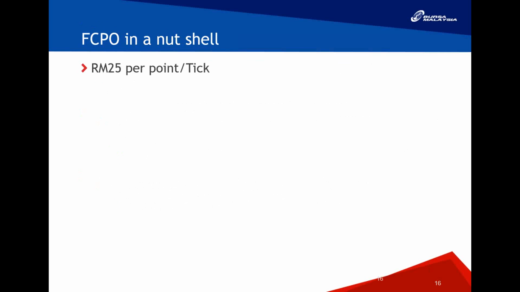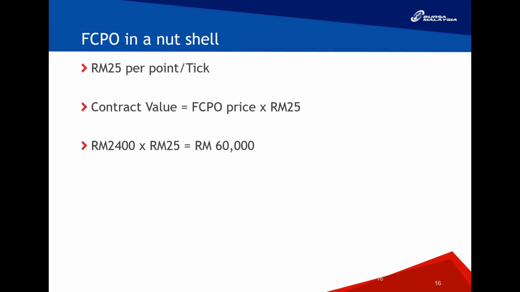in trading this futures contract. Now, in a nutshell, of course, I'm not going to go too detailed because we have only 1 hour. In a nutshell, the CPO contract is 25 ringgit per tick or per point. So that's all. You remember this: every tick it moves, you make 25 or you lose 25. And the value of the contract will be the FCPO price multiplied by this 25 ringgit. So with a 2,400 ringgit CPO price times 25 ringgit, you get 60,000 roughly. So you calculate your risk based on the 60,000.